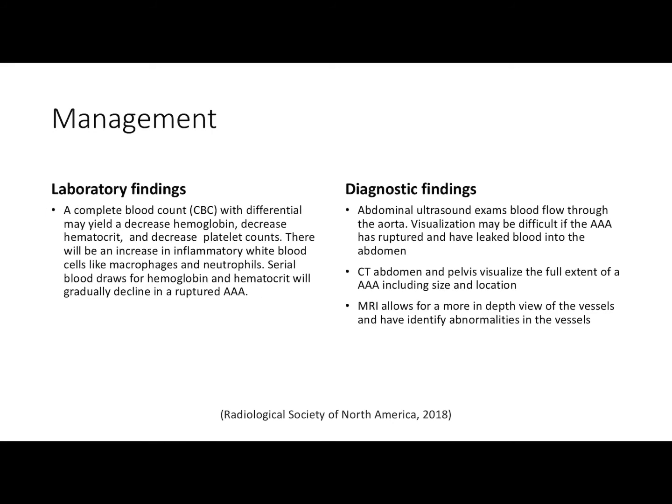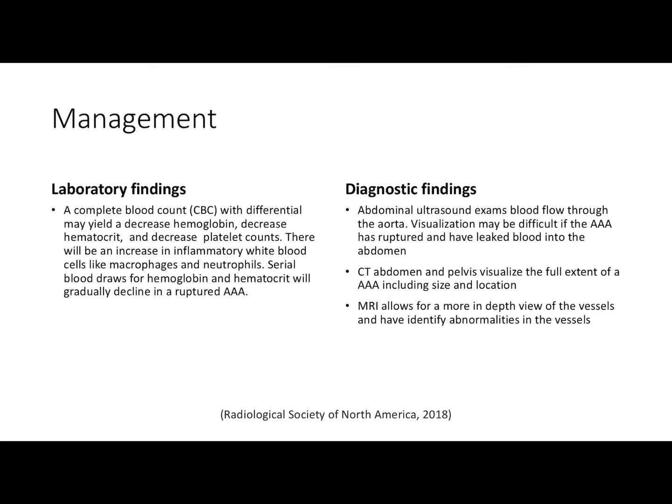Management. Laboratory findings for AAA, a complete blood count or a CBC with differential may yield a decrease in hemoglobin and hematocrit as well as platelets. There will be an increase in inflammatory white blood cells like your macrophages and neutrophils. Serial blood draws for hemoglobin and hematocrit will gradually decline in the presence of a ruptured AAA.